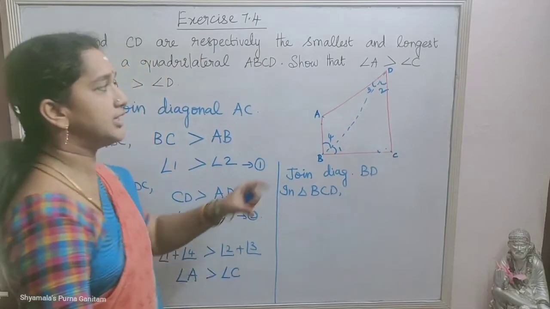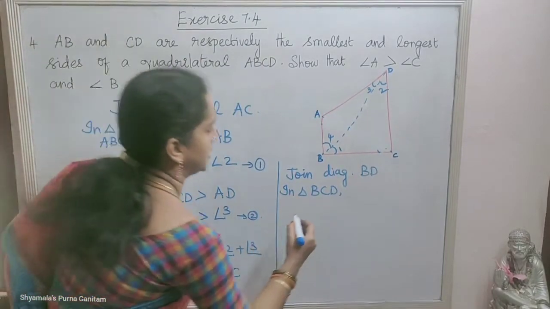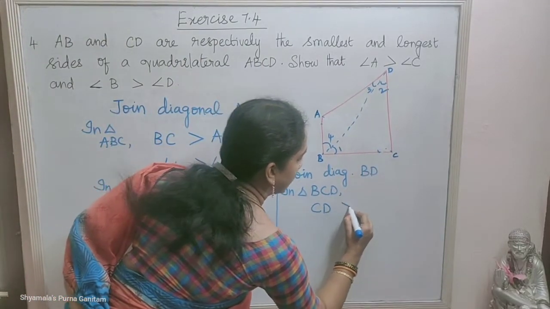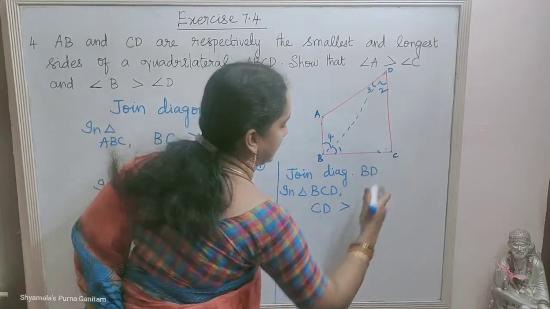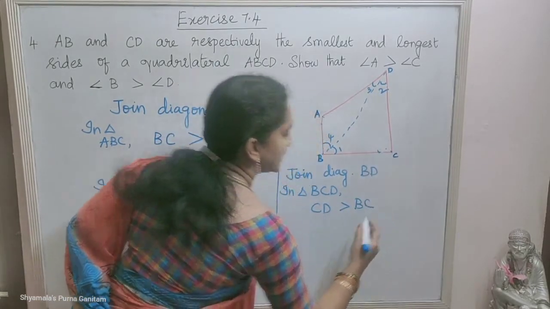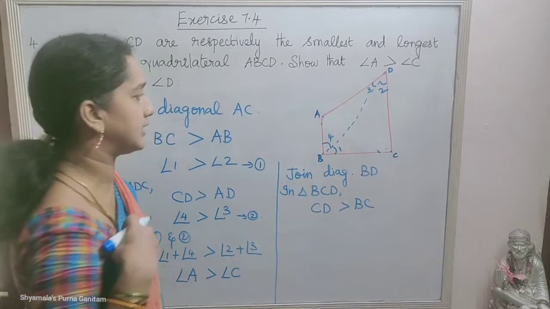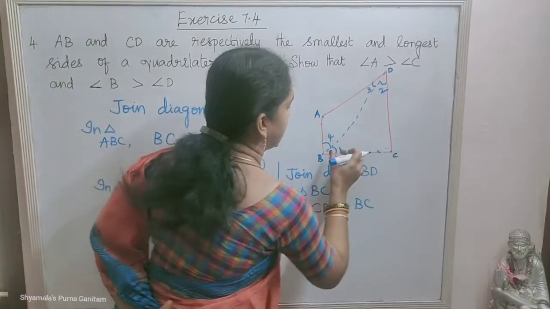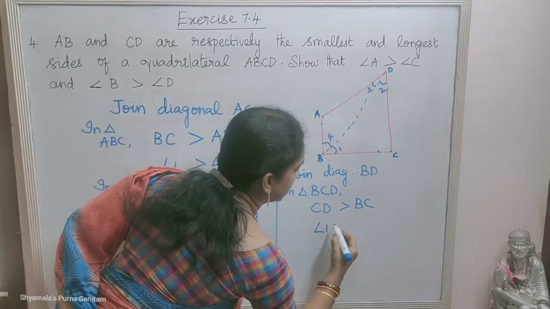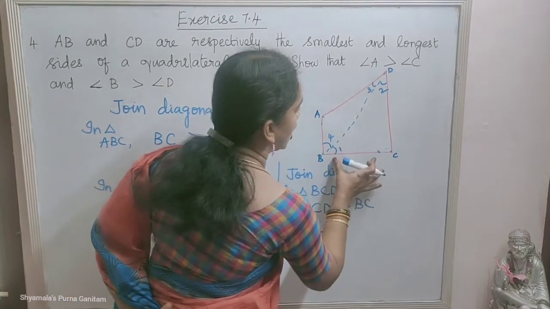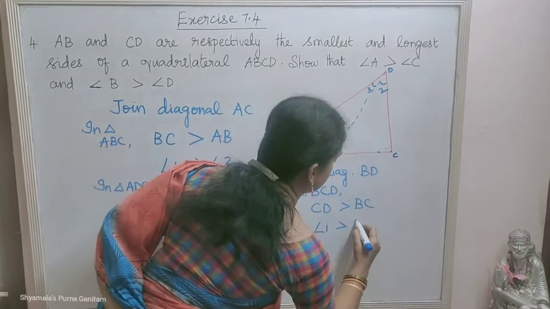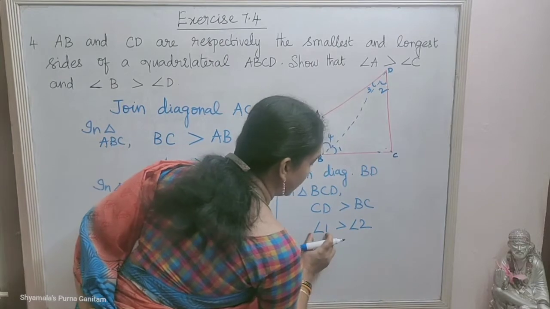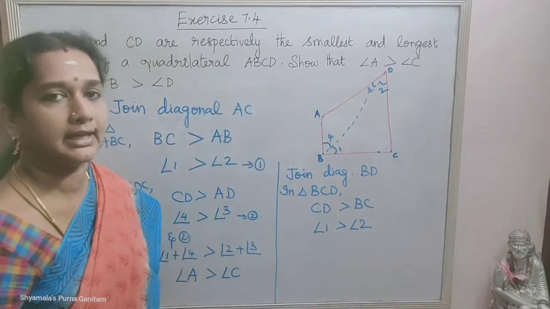So, in triangle BCD, in the question it is given CD is the longest side. So, CD is greater than BC. Opposite to CD is angle 1, and opposite to BC is angle 2. So, angle 1 is greater than angle 2.